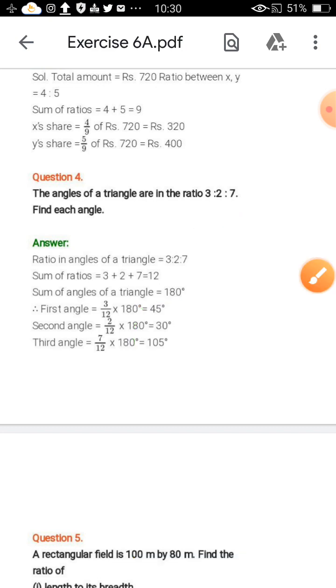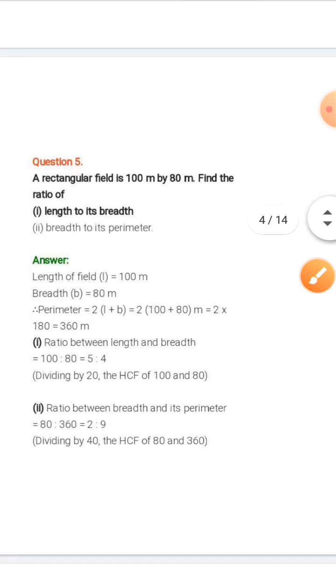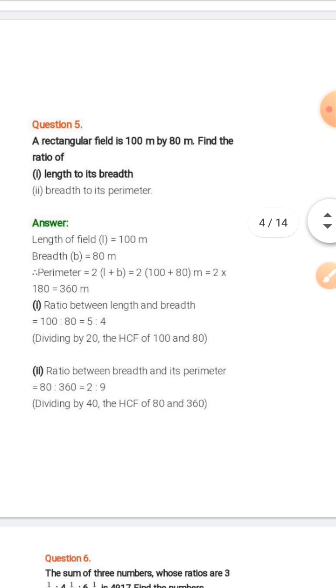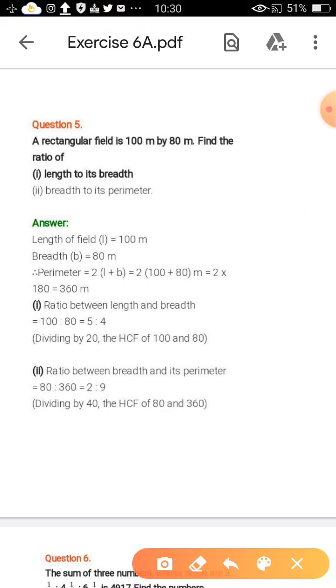Now see the next question, question number 5. A rectangular field is 100 meters by 80 meters. Find the ratio of its length to its breadth, and its breadth to its perimeter. So here the length is given, 100 meters, and the breadth is given, 80 meters. Then find out the perimeter. We know the formula, 2 multiplied by (L plus B). This is the formula.